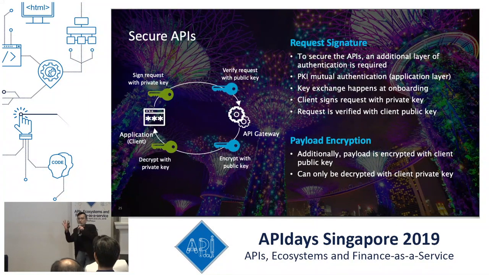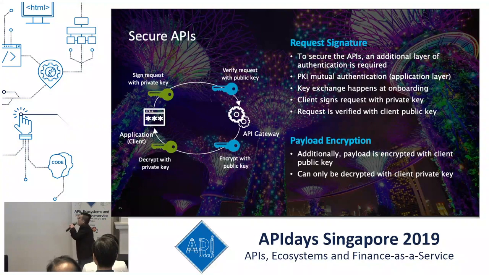So if you've gone through the onboarding process, it's actually pretty simple. This PKI system makes sure that we know exactly who is calling us, so nobody can masquerade as you, as your application, and try to invoke our APIs. That's actually very important.